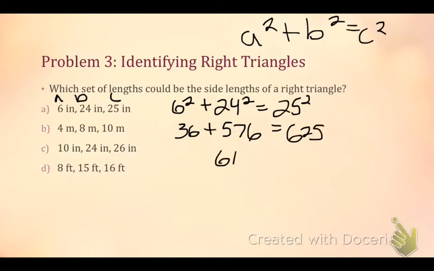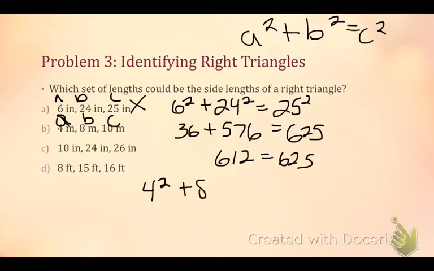And the answer is no. I have 612 equals 625, so this letter A is not a right triangle. So the same for problem B. I'm going to have A, B, and C. Once again, being able to tell that that is side C, specifically because it is the longest.